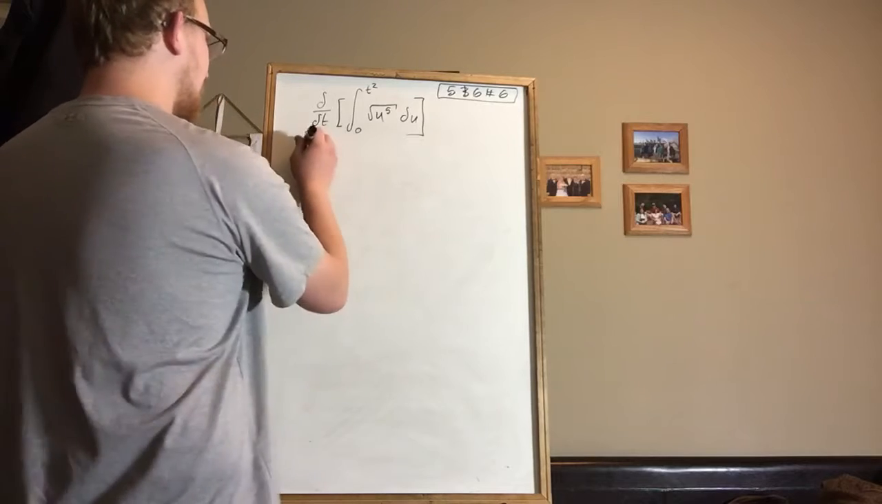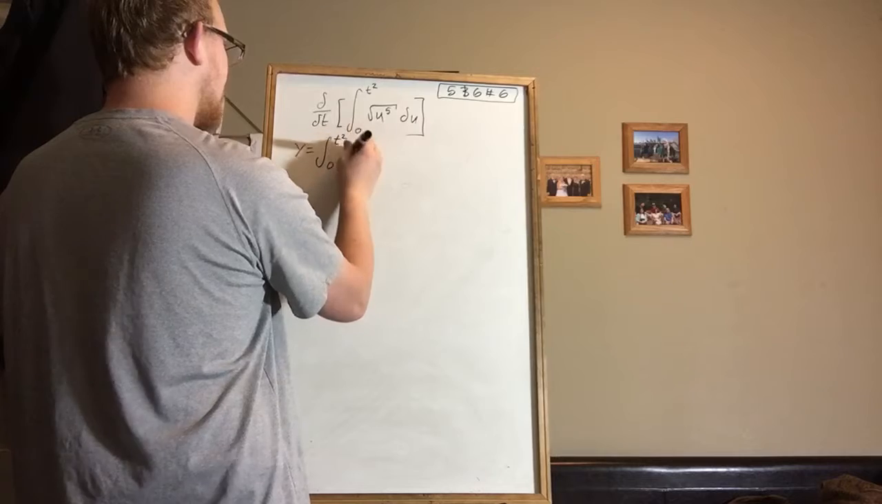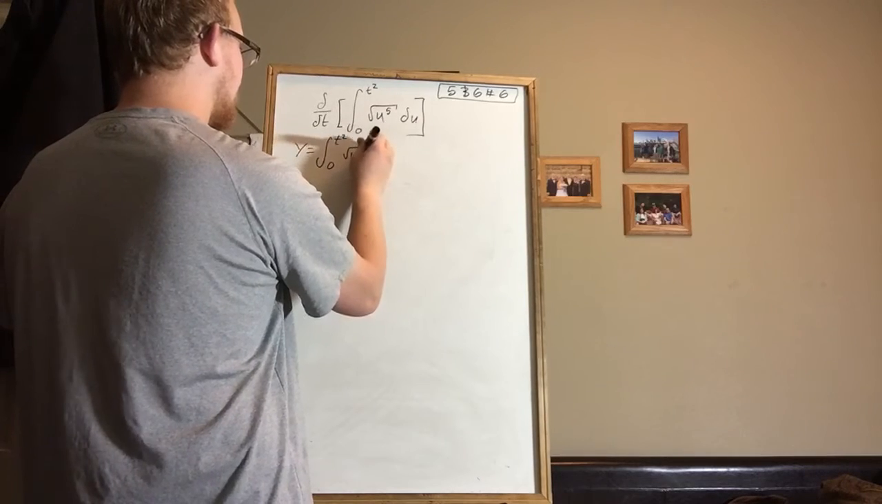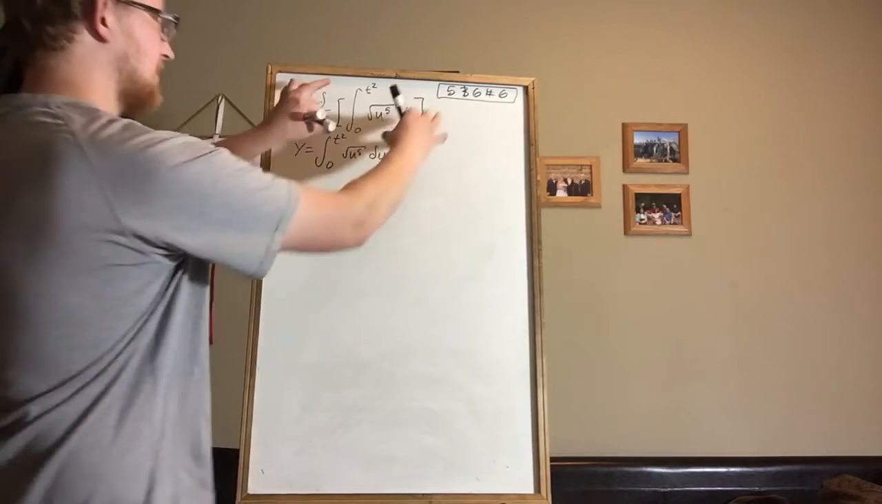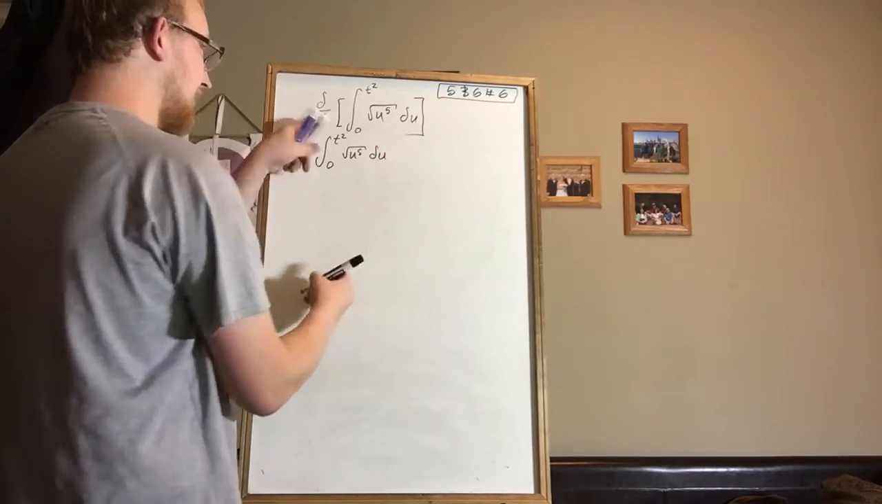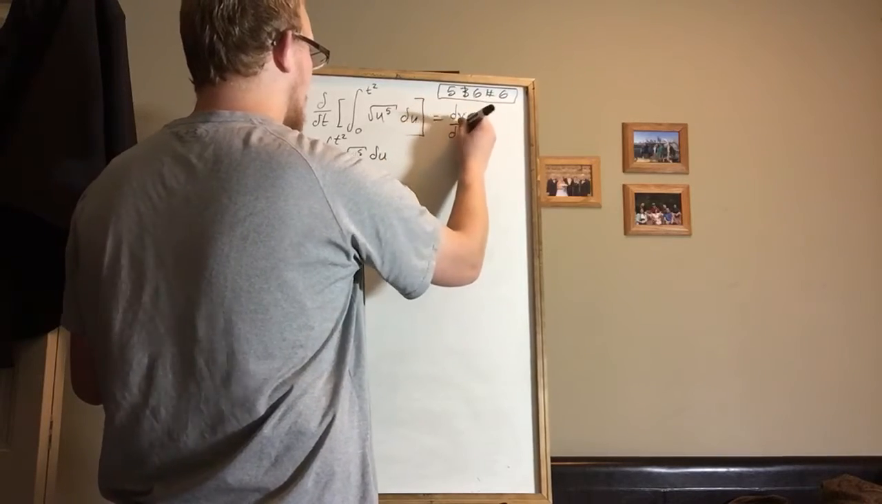But anyways, I'm going to go ahead and call y equal to the integral from 0 to t squared of the square root of u to the fifth du. So I'm setting y equal to what's inside of here. And if I want to evaluate that, that means that what I'm looking for is dy/dt.